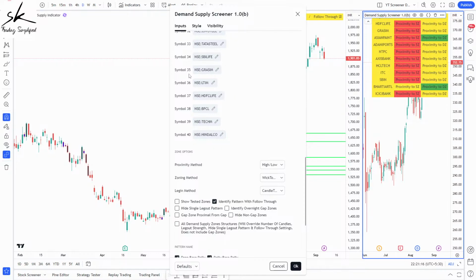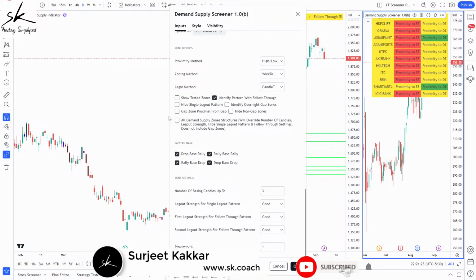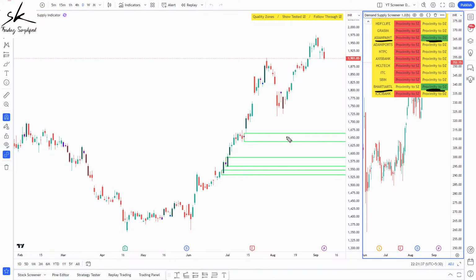Here you can see, after giving the list of 40 symbols, I have set my proximity to be 1%, which means out of these 40 symbols, on whichever symbol the current candle is within 1% of a demand area or a supply area, shortlist it for me. Now, if I'm somebody who's only looking for long trades, I only have 2 symbols which are close to demand areas, and that is why they are highlighted, and these are the ones which are close to supply areas.